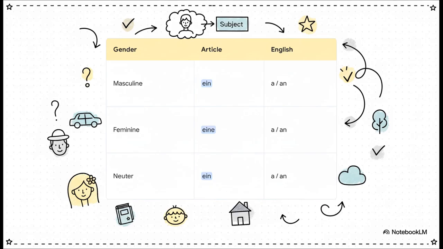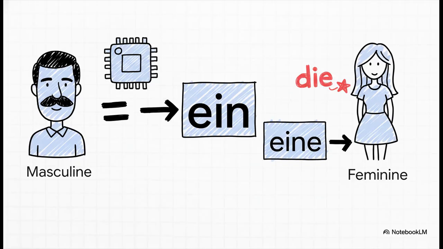Are you starting to see a really helpful pattern here? Did you spot it? This little pattern makes things so much easier. Masculine and neuter are identical. They both just use ein. The only one that changes things up is feminine, which becomes eine. And here's a fantastic little memory trick. The definite article for feminine is die. It ends in an e. And the indefinite is eine. It also ends in an e. That little connection helps it stick in your brain.